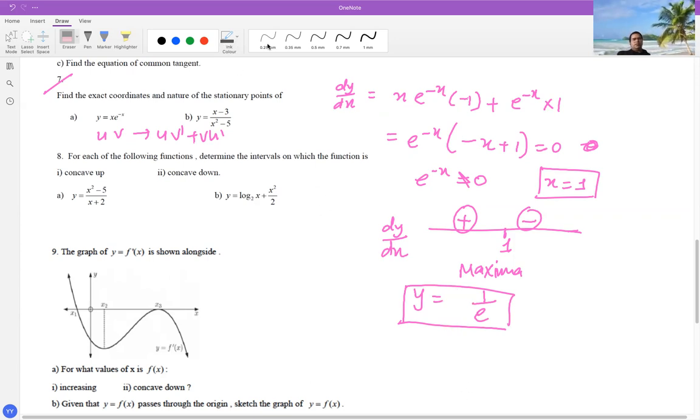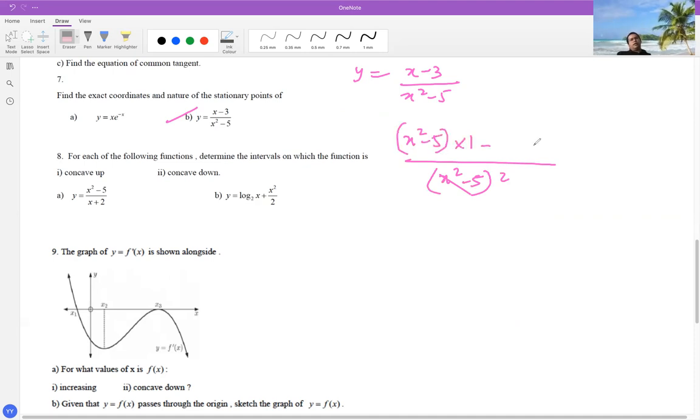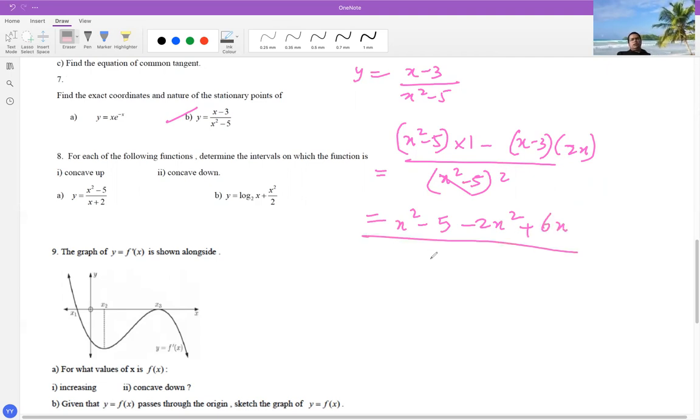In the second question, we have been given the function y is (x minus 3) over (x squared minus 5). We take the derivative using the quotient rule: (x squared minus 5) times 1 minus (x minus 3) times 2x, over (x squared minus 5) the whole squared. When you expand this, you get x squared minus 5 minus 2x squared, and this minus becomes plus, so plus 6x, over (x squared minus 5) the whole squared, equals 0.